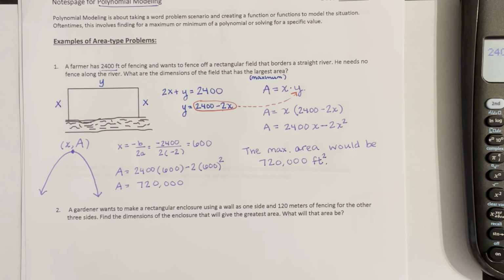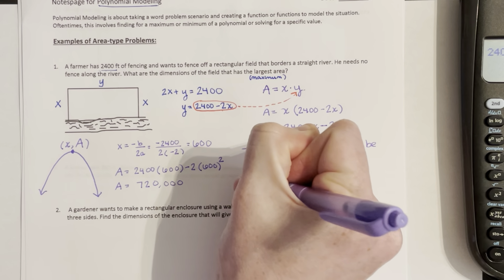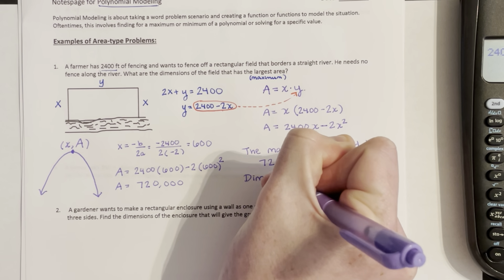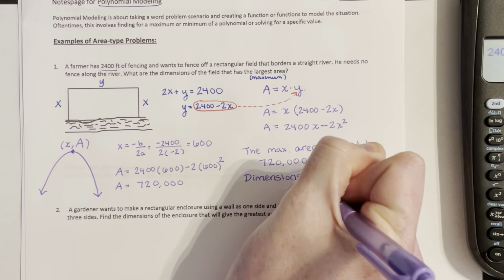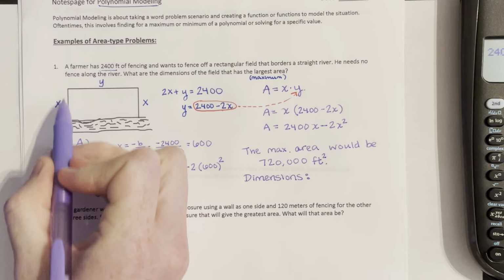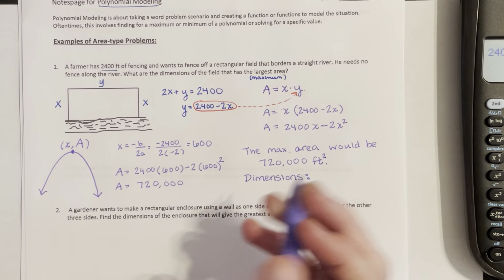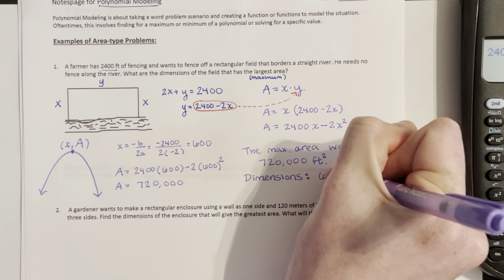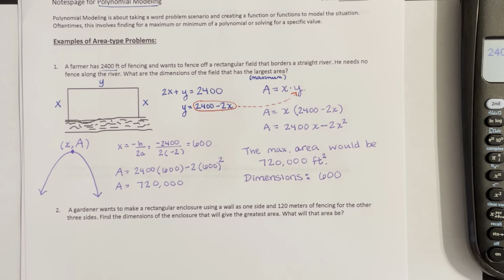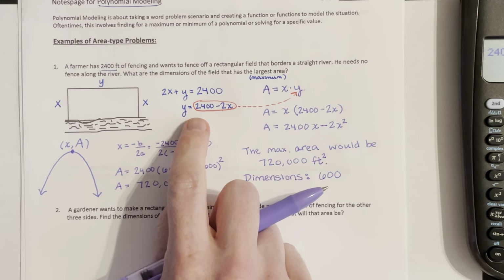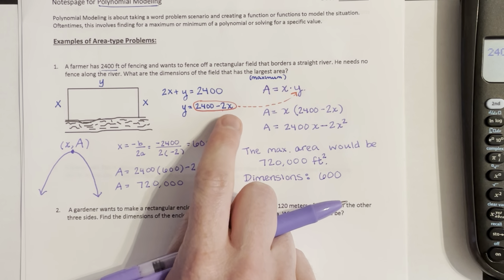But our question's asking us, what are the dimensions of the field? So we need to find those dimensions. Well, x, we already found. X would be 600. And then we need to find y. Well, y is 2400 minus 2x.